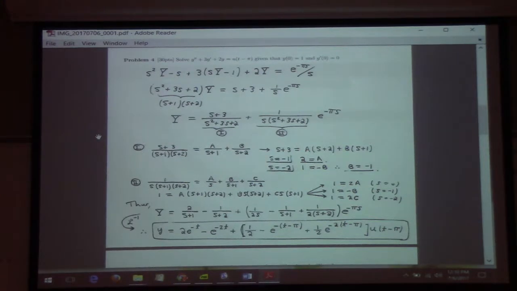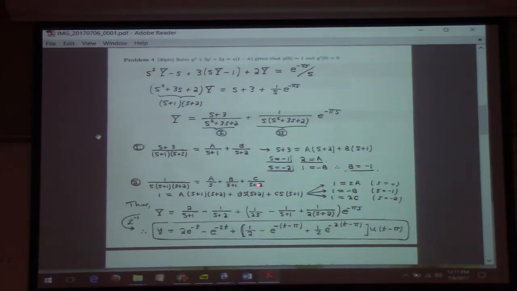Never mind. Sometimes I remember back to something you did correct but different than me that's based on a mistake, and it messes with my head. Anyway, that gives me a 2 for A and a minus 1 for B, which gives me this.